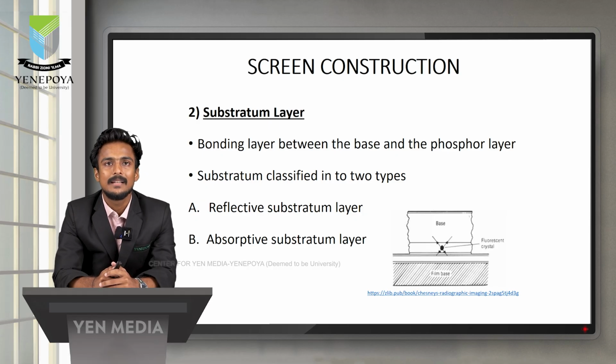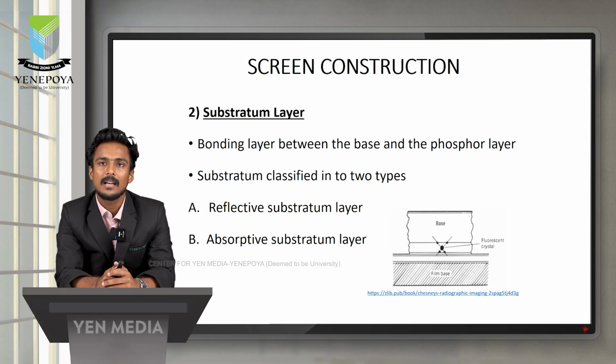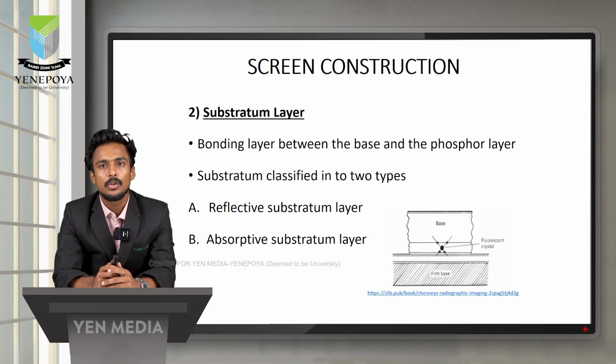The second layer is the substratum. The substratum is a bonding layer between the base and the phosphor layer. It is placed in between the base and the phosphor layer. The substratum is classified into two types. The first one is the reflective layer of substratum and the second one is the absorptive layer of substratum.